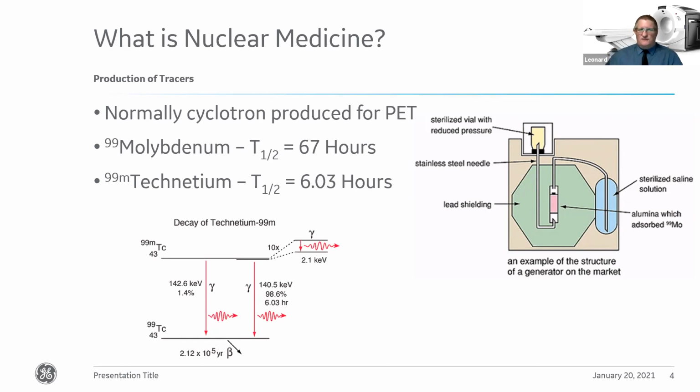In terms of producing the technetium, we get that from what we call a molybdenum generator. And those normally come from a uranium source to provide that onto the stem itself.